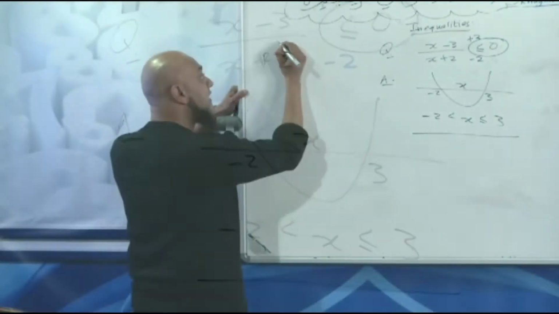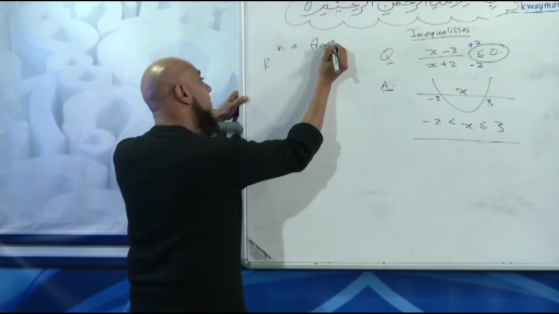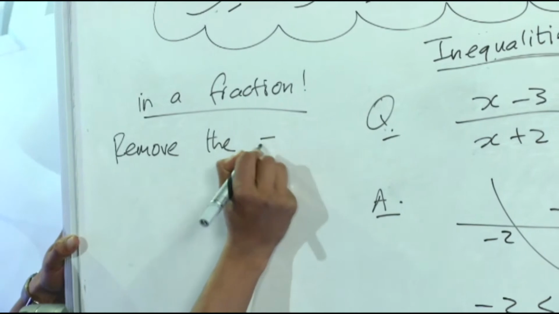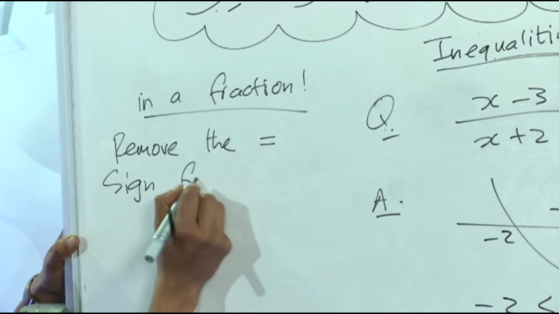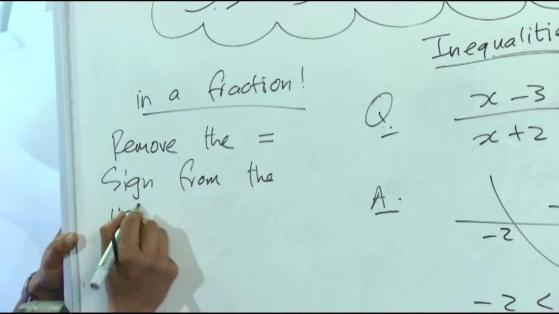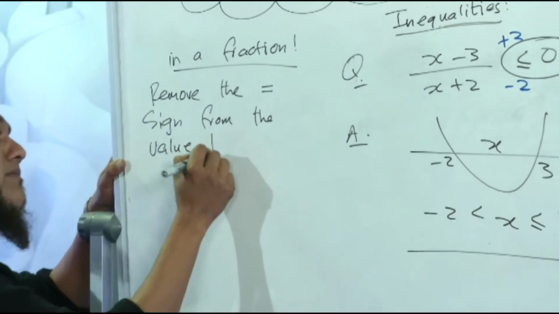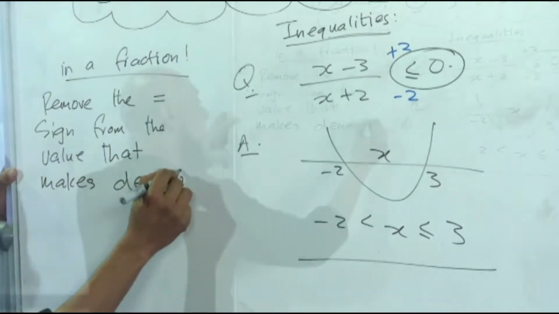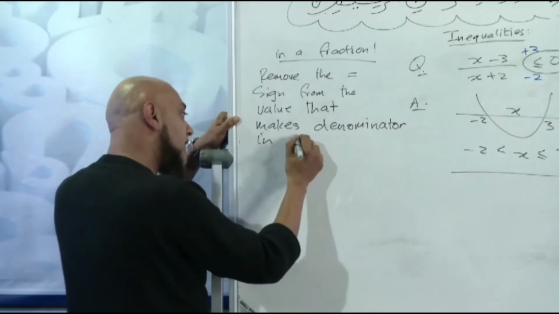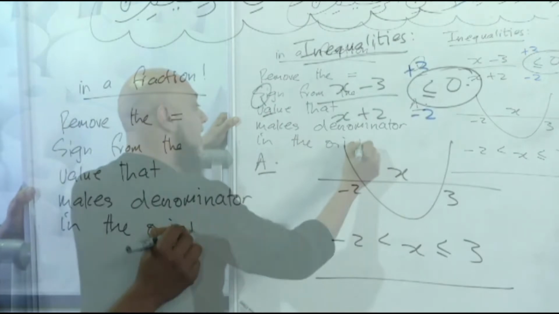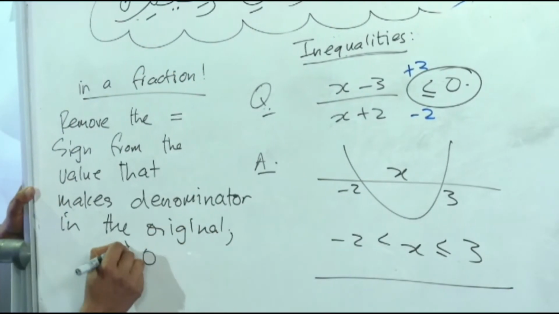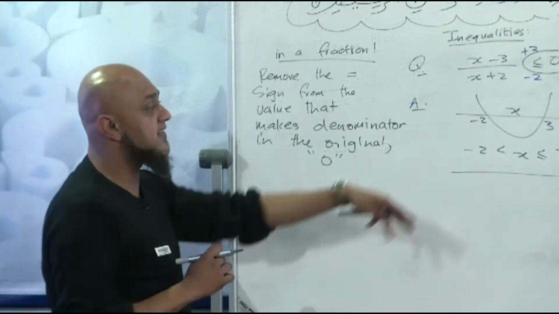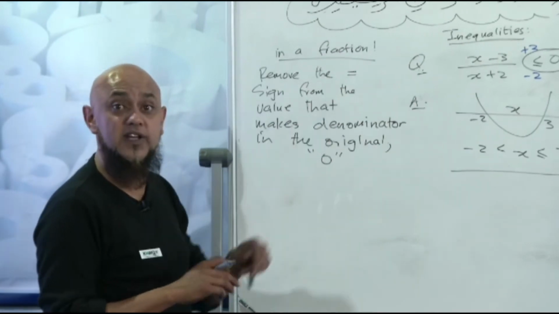In a fraction, we remove the equal to sign from the value in your answer that makes your denominator in the original zero. So whichever one makes the denominator 0, we remove the equal to sign, and that's your final answer. Boys and girls, that's 4 to 5 marks. You'll get full marks for that in your exam.